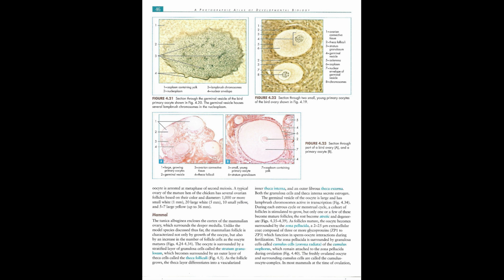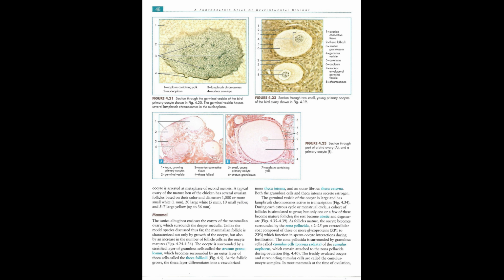As the follicle grows, the theca layer differentiates into a vascularized inner theca interna, and an outer fibrous theca externa. Both the granulosa cells and theca interna secrete estrogen. The germinal vesicle of the oocyte is large and has lampbrush chromosomes active in transcription, Fig 4.34. During each estrous cycle or menstrual cycle, a cohort of follicles is stimulated to grow, but only one or a few of these become mature follicles; the rest become atretic and degenerate, Figs 4.35 to 4.39.